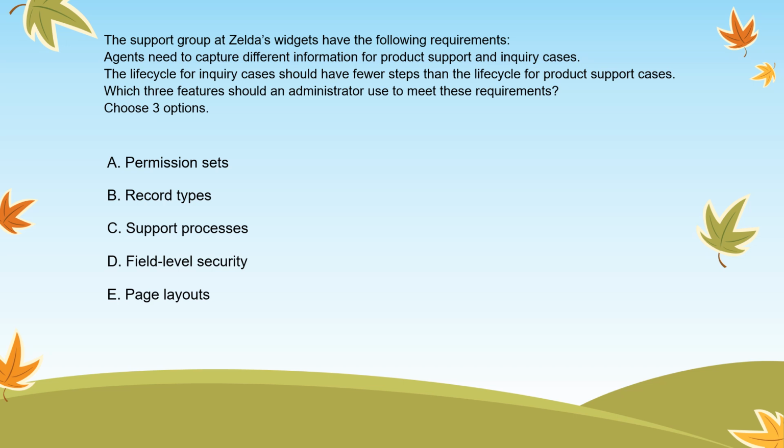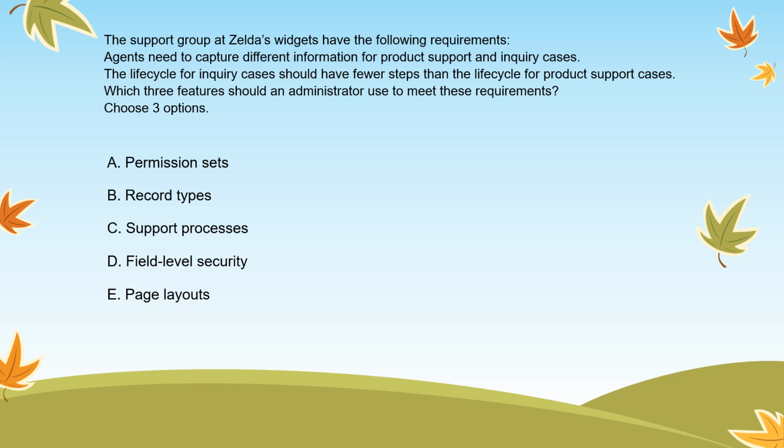B, record types determine which page layouts and pick list values users have access to. So creating two different record types for product support versus inquiry will meet these requirements. So we're going to pick B because A is out. So let's see what C is. Support process. After creating a support process, it is associated with the record type chosen when creating the record. So this will work because we can have two different record types. So I'm going to go with support process.